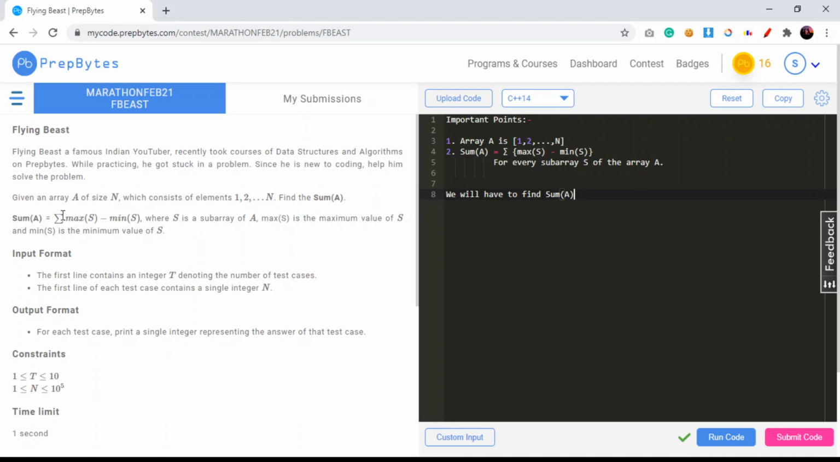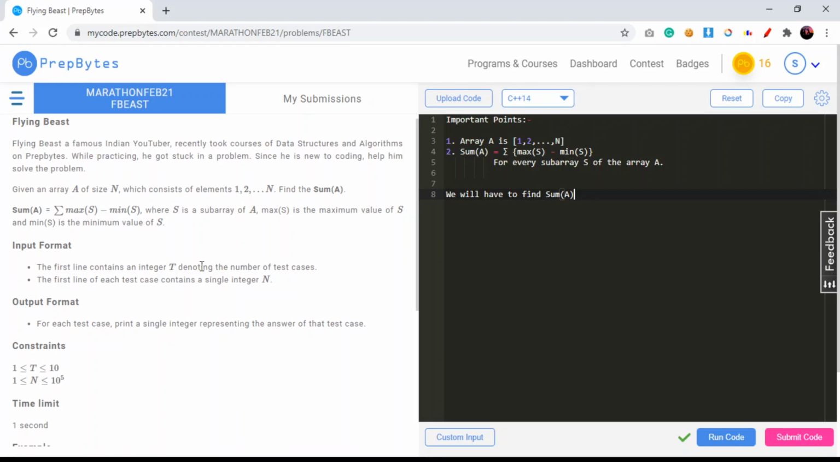Okay, now sum A is defined as summation of maximum S minus minimum S for each and every subarray S of array A. Okay. And max S and min S are nothing but the maximum value in that particular subarray of array A, and the minimum of S is the minimum value of that particular subarray of array A.